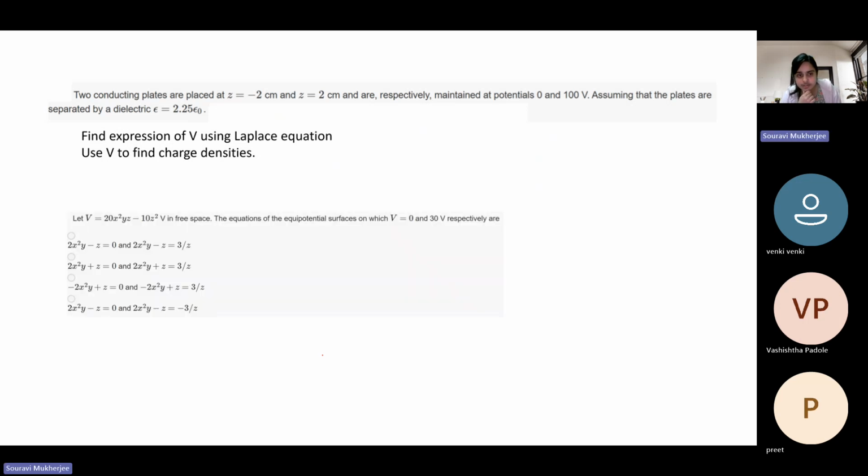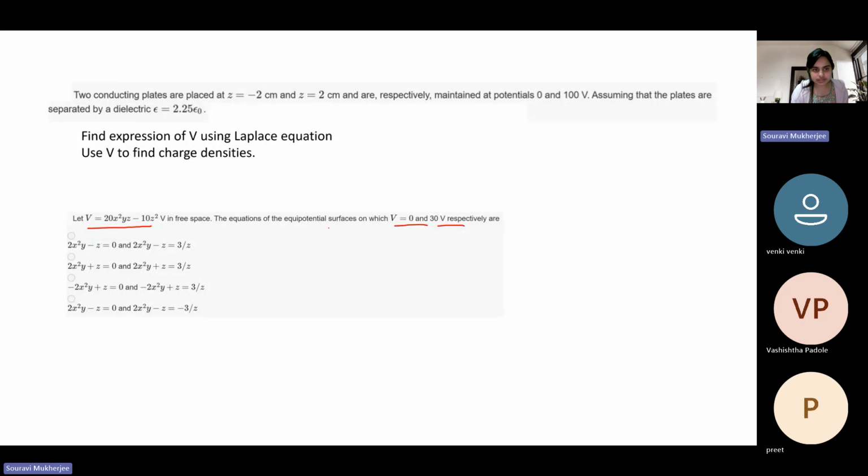Now, there can also be questions like this. This was another question from last year's assignment, where it says that this is your V in free space, and there are the equations of equipotential surface for V equal to 0 and 30 respectively. So the first part of the question is very trivial. Basically, you know the general form. So now you set this to 0. So you get an equation, right?